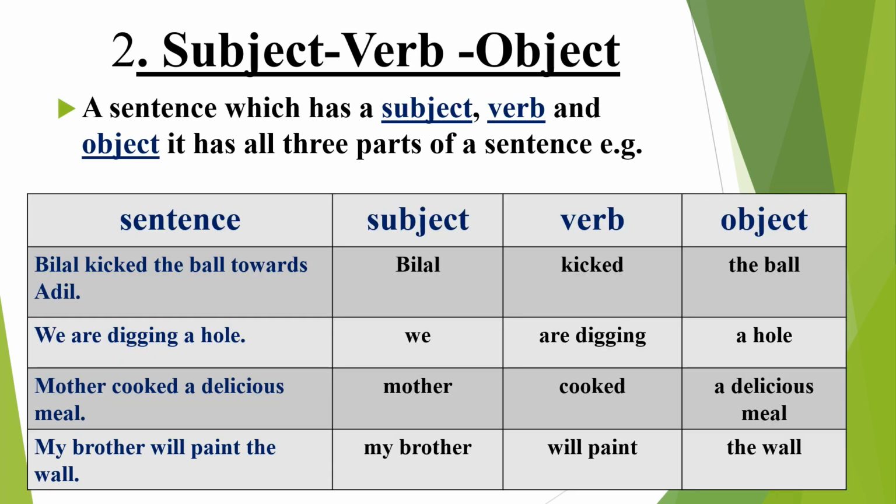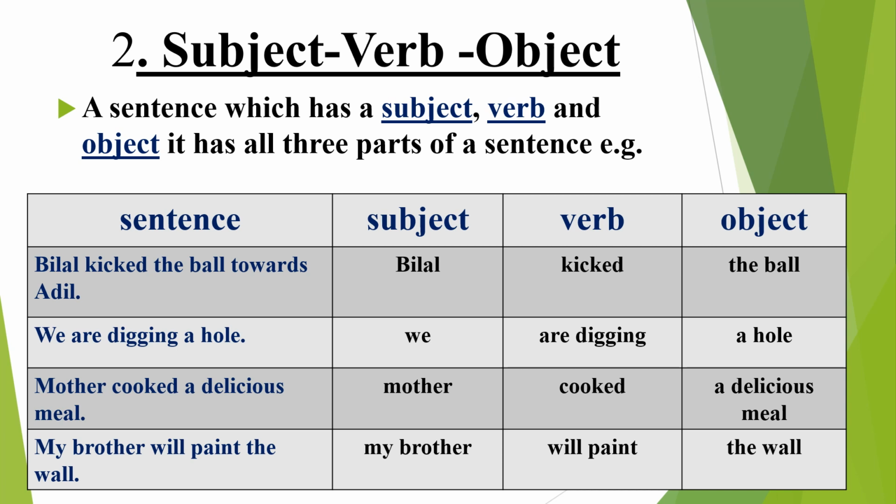Let's look at the second structure, subject, verb and object. A sentence which has a subject, verb and object, it has all three parts of a sentence. For example, Bilal kicked the ball towards Adil. In this sentence, Bilal is subject, kicked is a verb and the ball is object. Next, we are digging a hole. In this sentence, we is a subject, are digging is a verb and an object is a hole.